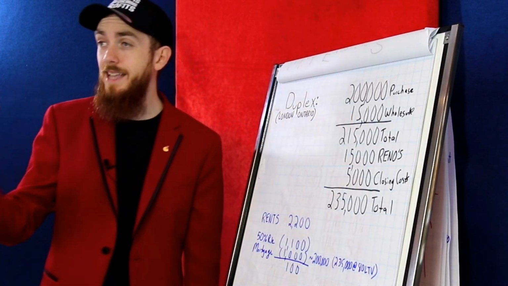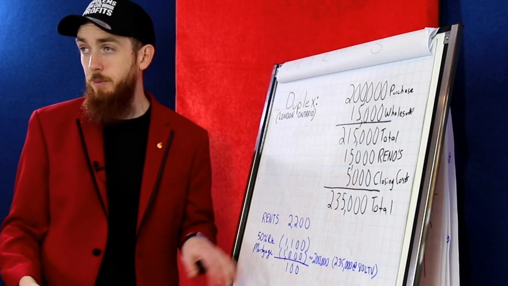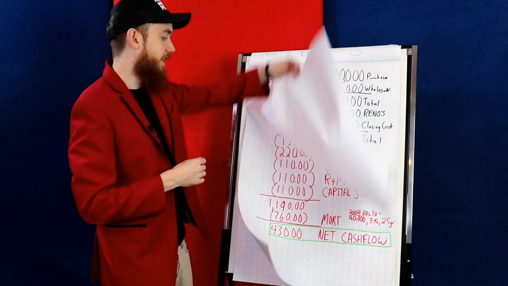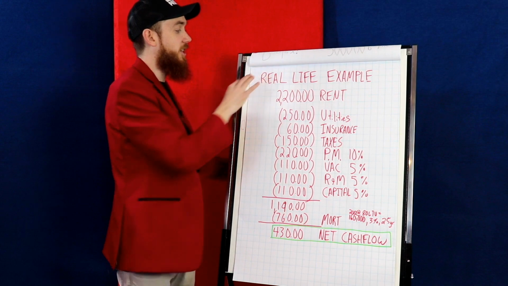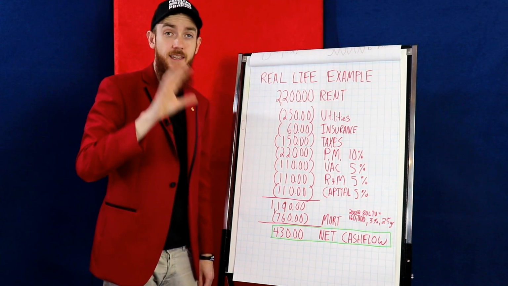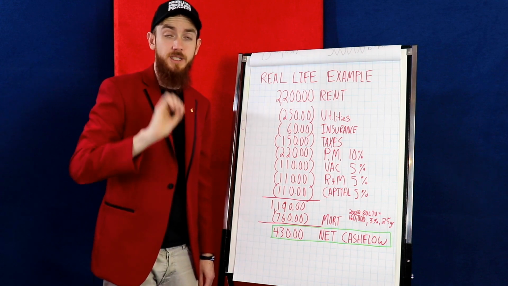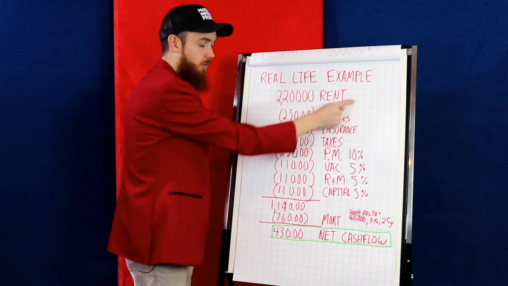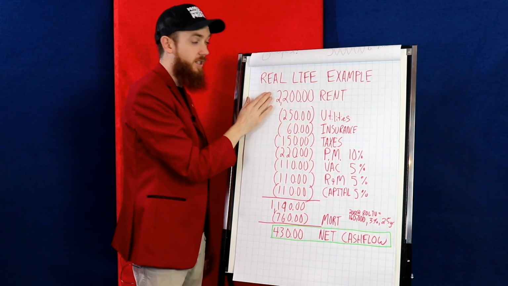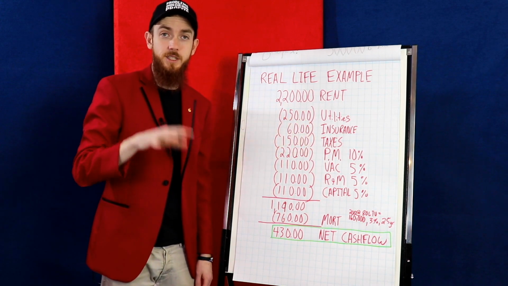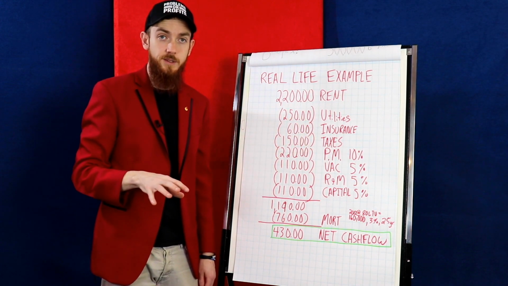Now, this is applying our rules of thumb. This is great for quick analysis. If we want to analyze this property in, say, 10 seconds, this is the way to do it. But what I've got here for you guys is actually all the real life numbers, so we can compare how the theoretical 1% rule and 50% expense ratio rule compares to a real life deal. So again, we've got the exact same rent here of $2,200 a month. Utilities, now the current owner told us utilities were $215 a month.